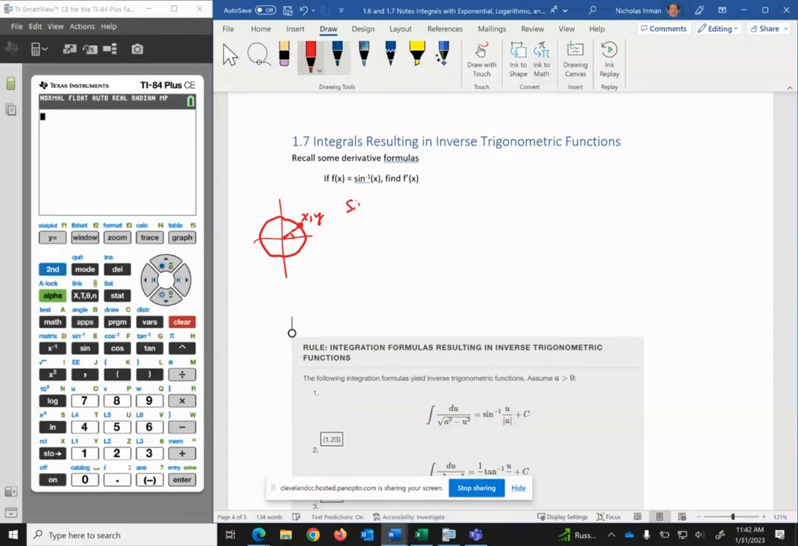Like for instance, sine of pi over 6 is 1/2. Right? The sine value at pi over 6 is 1/2. So sine inverse of 1/2 should give you, say, what angle gives you the y value, the sine value of 1/2? Well, pi over 6.